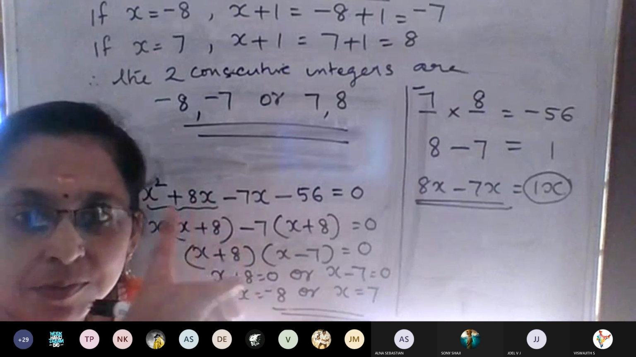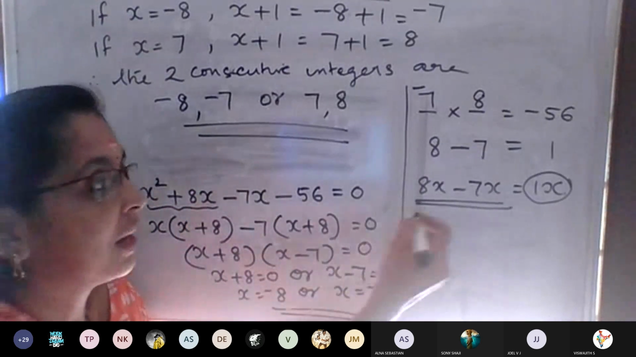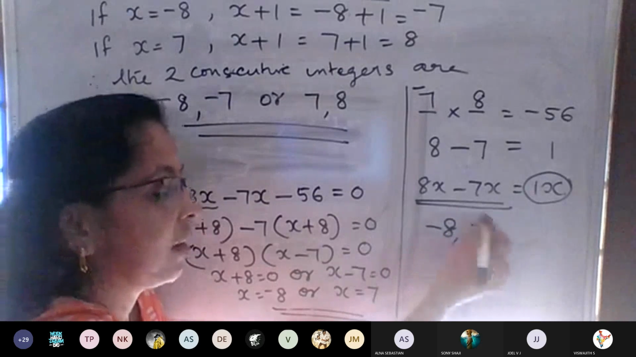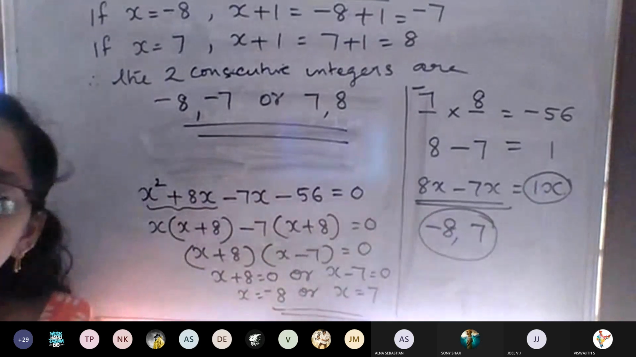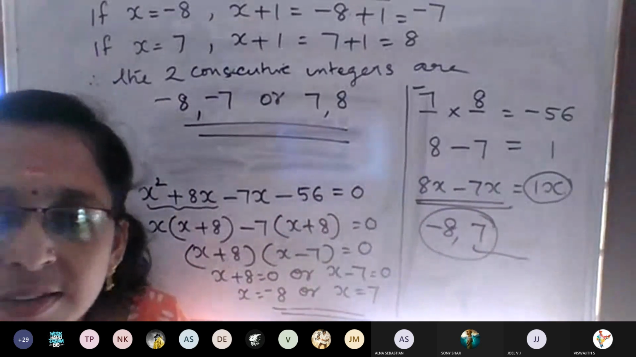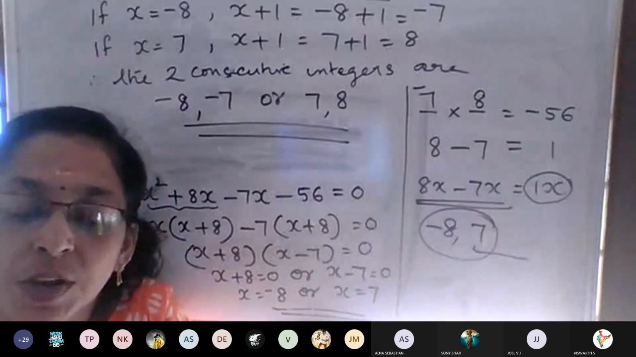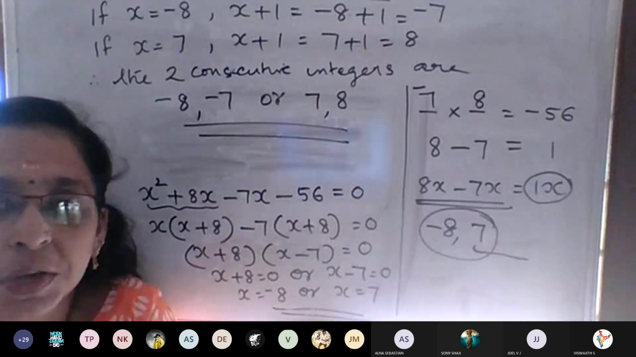But whichever option is there, -8, 7 will also be there. Knowingly or unknowingly, we will click on that and you will get the wrong answer. Understood? That is the value of x only, not x and x plus 1. Think carefully and do it.